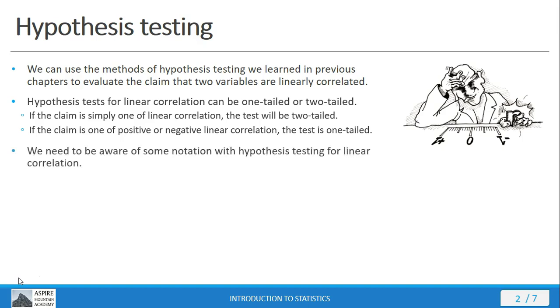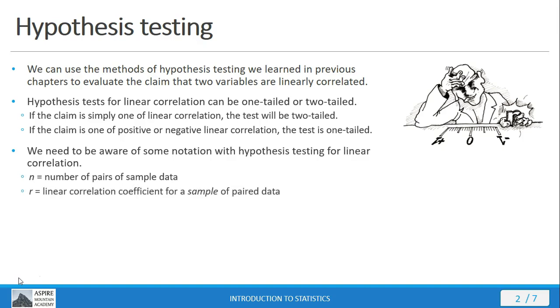Here's some notation that we need to be aware of when we're doing hypothesis testing for linear correlation. n, of course, is the number of pairs in sample data. That's our sample size. The little letter r is our linear correlation coefficient for a sample. The Greek letter rho, I know it looks like a p, but it's really a Greek letter rho, is the linear correlation coefficient for the population.